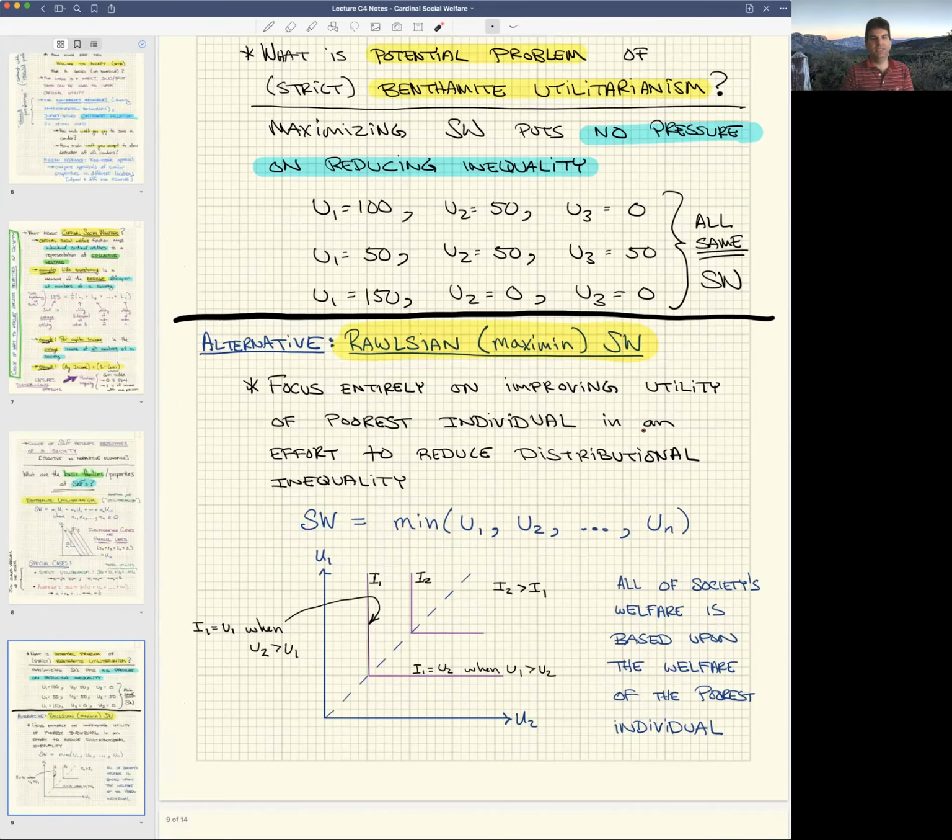Potential problems of Benthamite utilitarianism. I've already illustrated some of these in the pain examples and things like that. I've given these examples here of 3 individuals. In this case, one of them has no money, one has 100, the other has 50. In another case, they all have 50. In another case, one has 150 and the other 2 have 0. And so if I just base this on total utility, then all of these have the same total utility. And because they all have the same total utility, they all have the same social welfare.